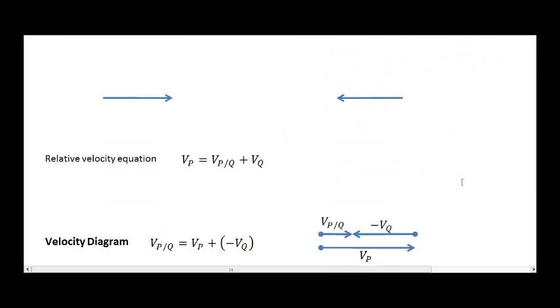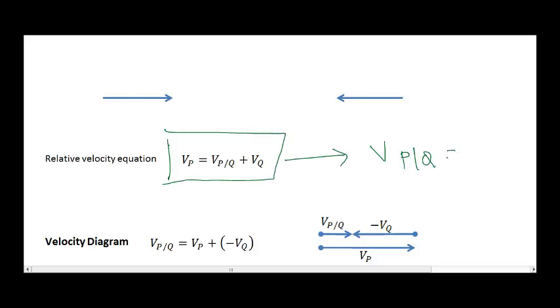So now we can conclude the relative velocity equation. The relative velocity equation is: Vp, the velocity of P, is nothing but the velocity of P given Q plus the velocity of Q. This equation we are going to use frequently. Otherwise, we can write V of P given Q is nothing but Vp minus Vq.